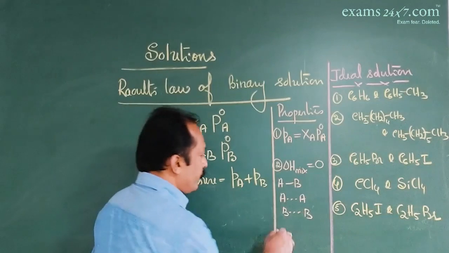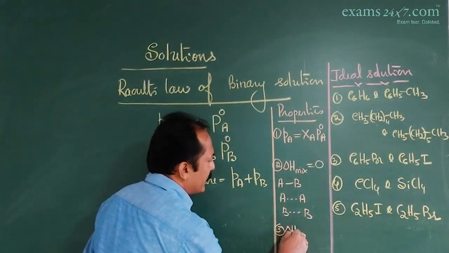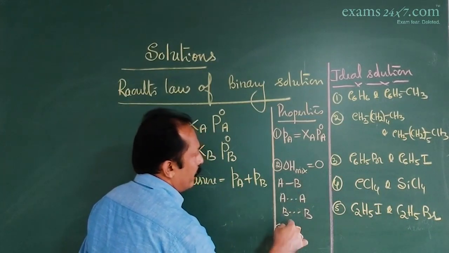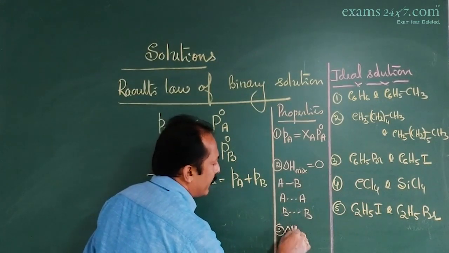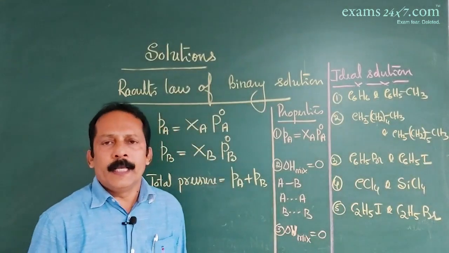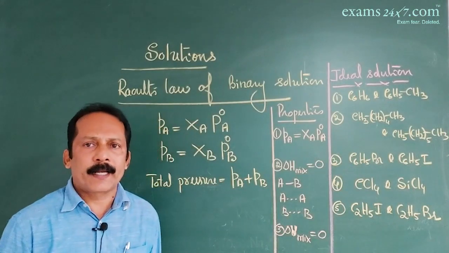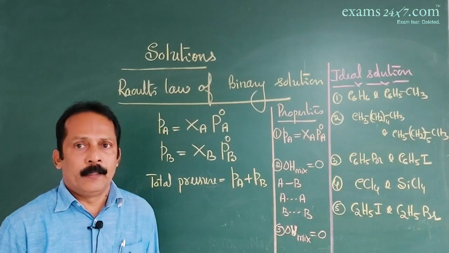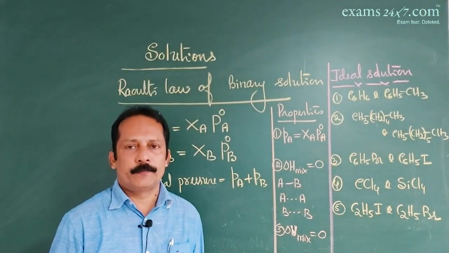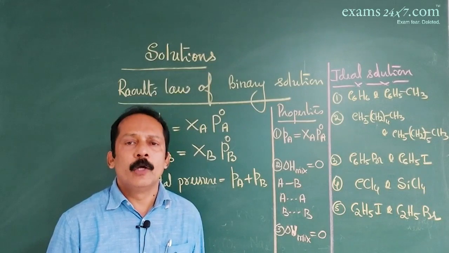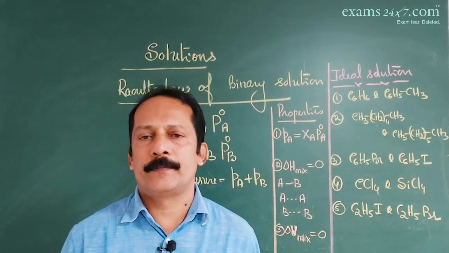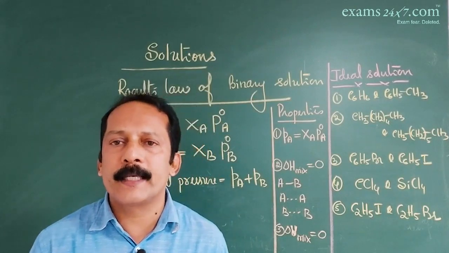Now, the third one: delta H mixing is zero. Delta V mixing is zero. Here, if you mix 100 and 100, it will become 200. Total volume, no change. It will not be more than 200, and it will not be less than 200. So delta V mixing is zero.